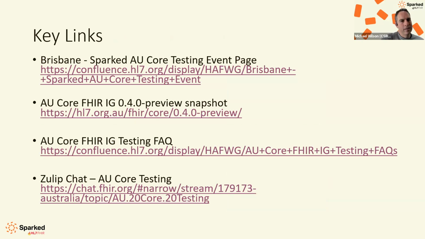Got some key links. We do have a testing event page on Confluence. I'll jump to that in a second. I think Steph might put some of these in the chat as well. We've got a 0.4.0 preview snapshot of the FHIR IG that was released yesterday. That's the one we're going to be using for testing, and it's now available. We've got a testing FAQ as well and a Zulip chat for any questions you might have leading up to the event, during the event, after the event. It's just a general testing one, so feel free to add anything in there as we go.